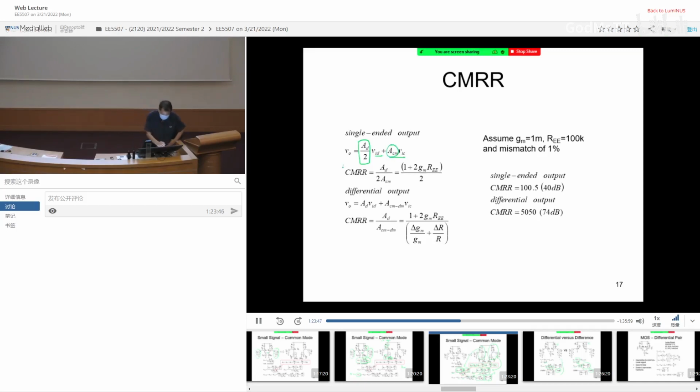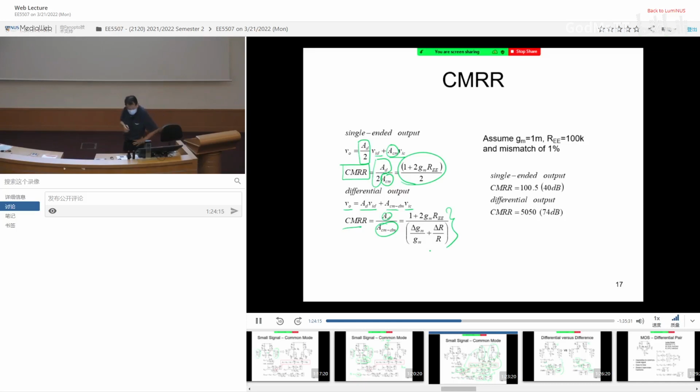And common mode rejection ratio is basically defined as the differential gain divided by the common mode gain. So the differential gain is half AD, common mode gain is ACM, so you end up having this. If you are talking about differential output, then your output is the gain due to the differential signal and the gain due to the common mode signal. And the common mode rejection ratio, AD over ACMDM, is given by this equation.